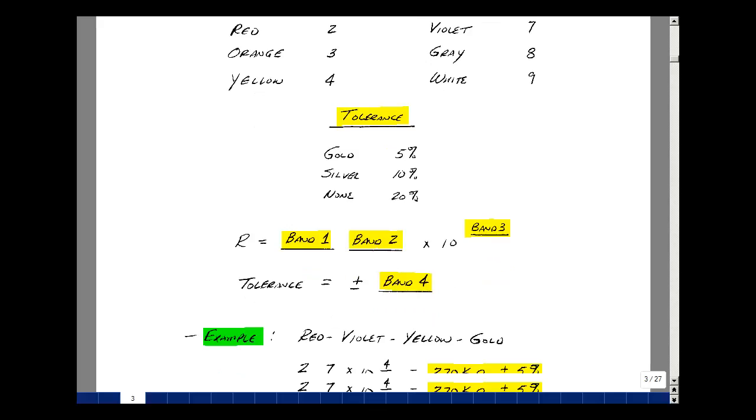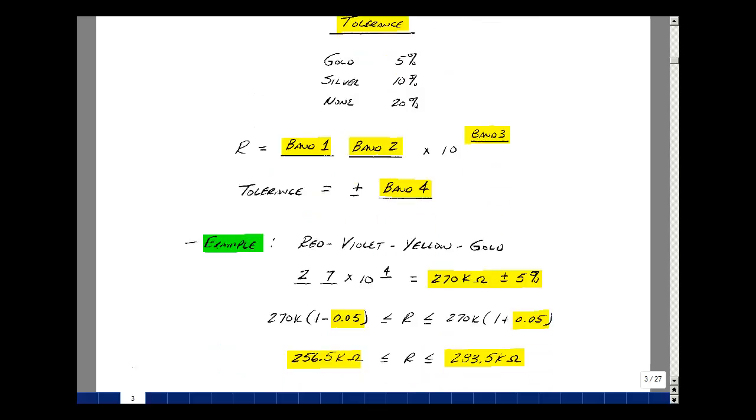Let's do an example. Suppose they have a red, violet, yellow, gold resistor. Red corresponds to 2 above, violet 7, and yellow 4. So it's 27 times 10 to the 4th, which would be 270 times 10 to the 3, which should be 270K. The fact that it was gold is a 5% tolerance.